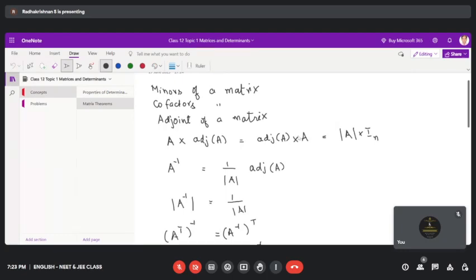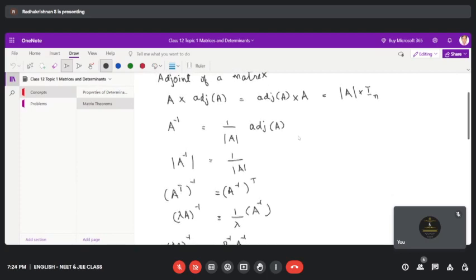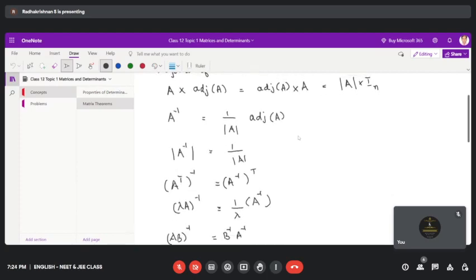Cofactor is a signed minor. It is minus 1 to the power of m plus n into minor. Adjoint is you form the matrix of cofactors and transpose it. So it is basically the transpose of the matrix of cofactors. That is your adjoint. So there are various theorems on using these in problems.